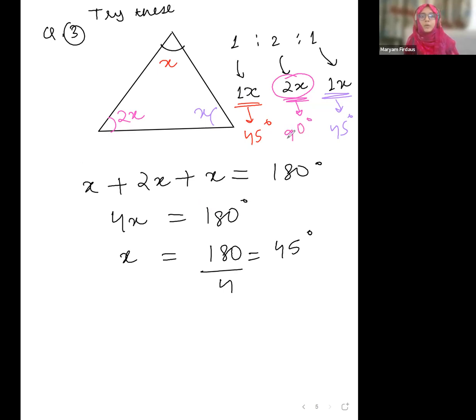So now the proper diagram of the triangle will look like this. This is the 90 degrees. Here we have 45 degrees. And here also we have 45 degrees. Now they are saying classify this triangle in 2 different ways. So forget about 2 different ways. First tell me, what kind of a triangle is this?